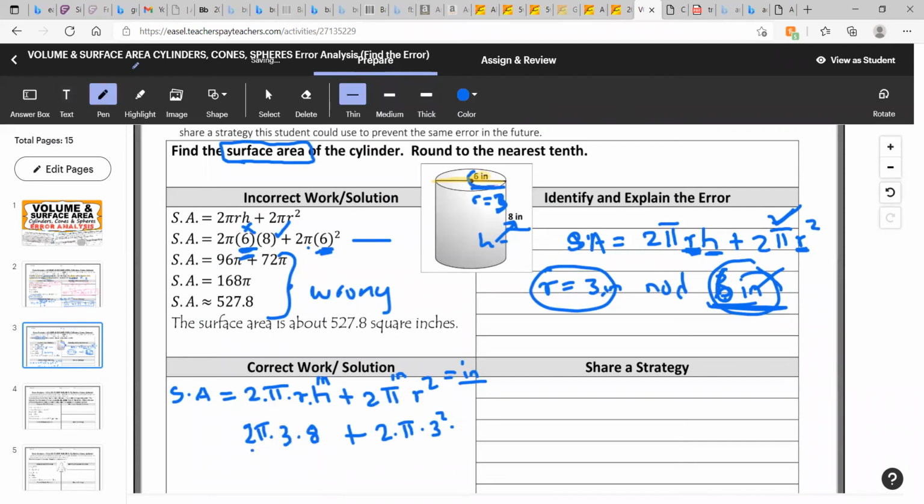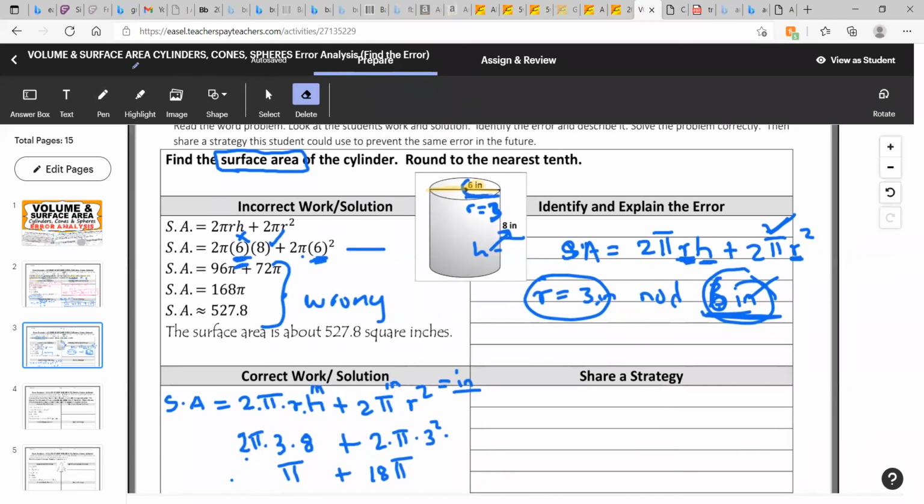So looking at this, 2 times 3 will be, sorry, 3 times 2 is 6. So 6 times 8 is 48, not 32. So this will be 48 pi plus, this 3 squared is 9. 9 times 2 is 18, so this is going to be 18 pi. Since both terms are in pi, when we add, we're going to add the 48 and 18, but the answer is still going to be in pi. So 48 plus 18 will be 66 pi.